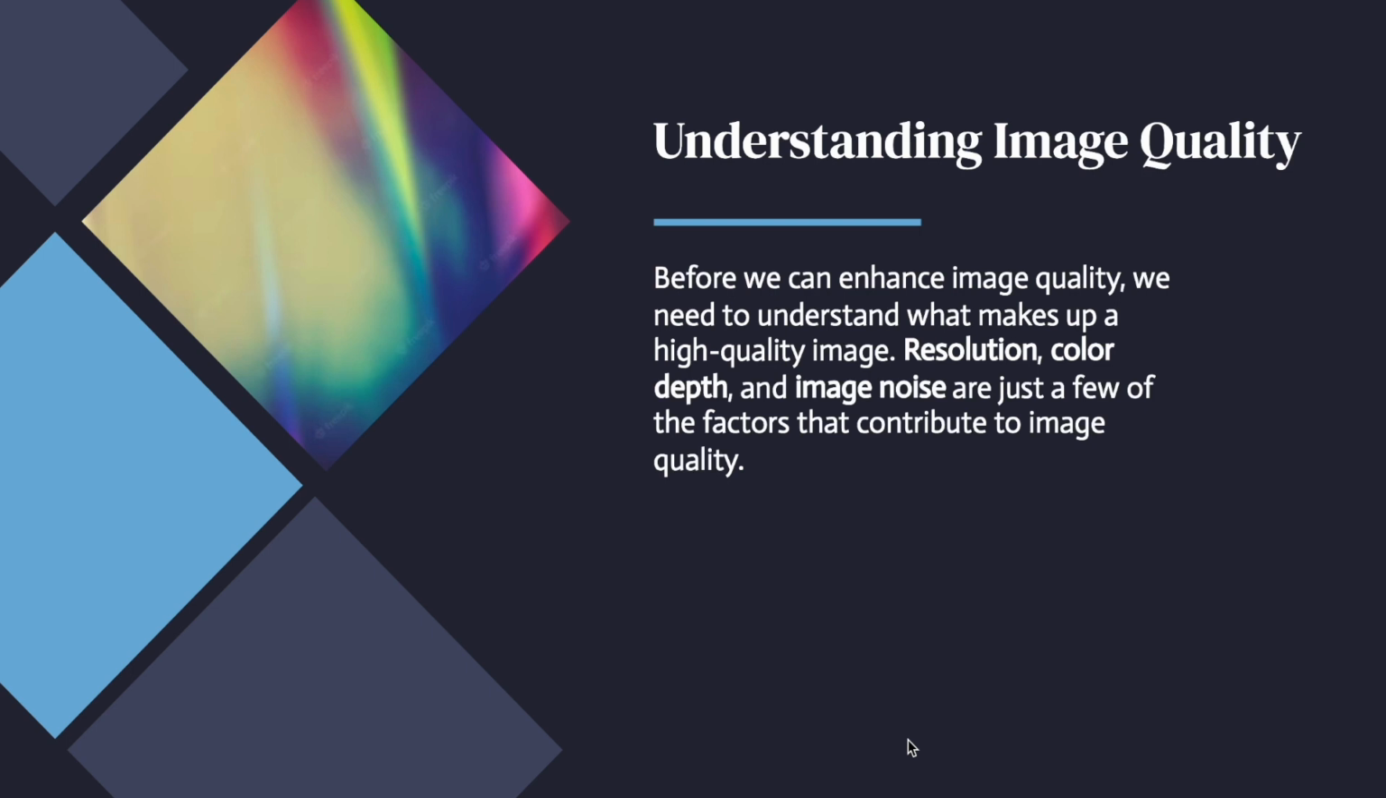Color accuracy refers to how well an image reproduces the true colors of the original scene. This can be affected by factors such as lighting conditions, white balance settings, and the color filters used in the sensor. Dynamic range is the ability of an image to capture details in both the brightest and darkest areas of the scene, and it can be improved by using HDR, which is high dynamic range techniques. Sharpness is a measure of how well defined the edges and details in an image appear. This can be affected by factors such as lens quality, focus, and image processing algorithms.